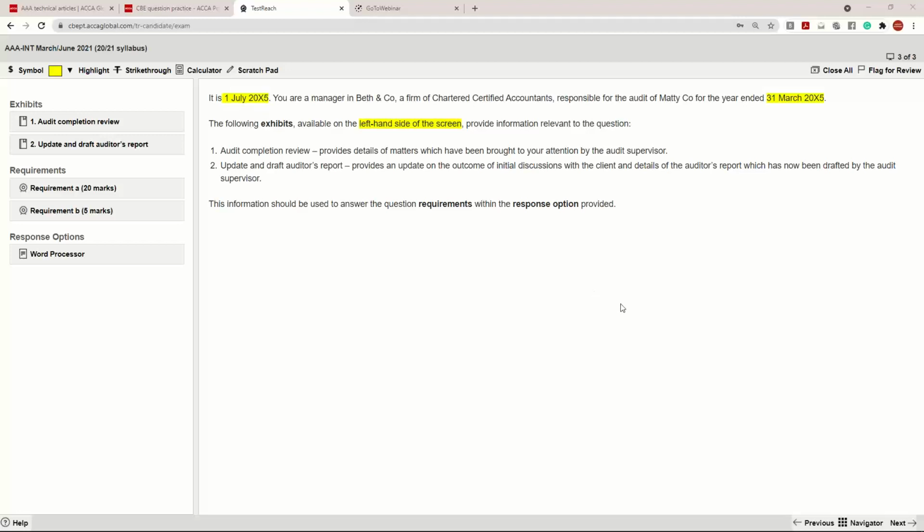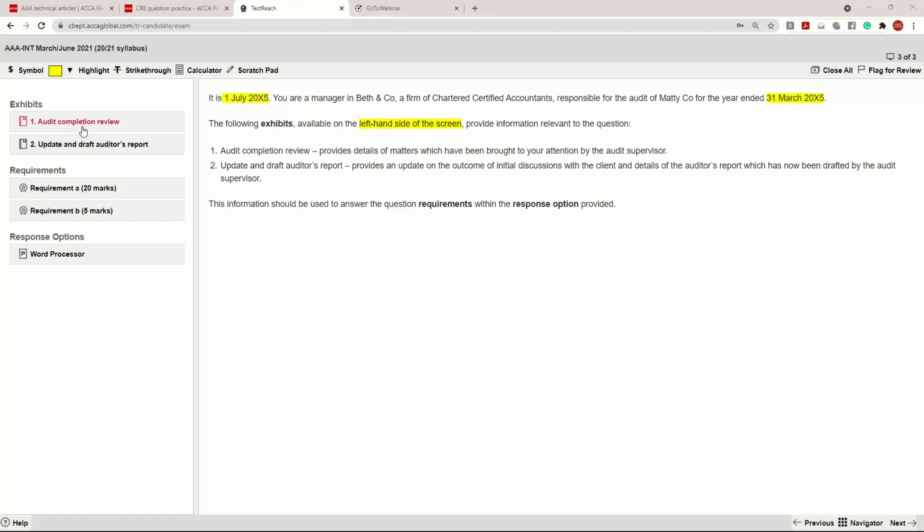Now, when you look at this question in front of your screen, you read the right hand side of the screen, so there is nothing much important on the right hand side of the screen. We just come to know that it's the 1st of July and we know the year end is 31st of March, so we are after the year end, which means we are at the completion stage of the audit. And then on the left hand side of the screen, we got to know the two exhibits.